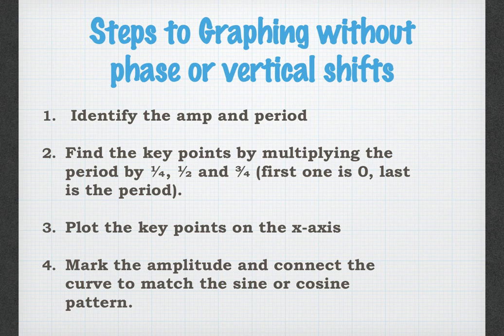Okay, so this is our step-by-step process. Step 1, identify the amplitude, which is the absolute value of A. Then step 2, we're going to find the period, which is 2 pi over b. Then we're going to find 5 key points. We're going to take the period, and multiply it times 1/4, 1/2, and 3/4. The first key point is 0. The last key point is the period. So there's a total of 5 key points.